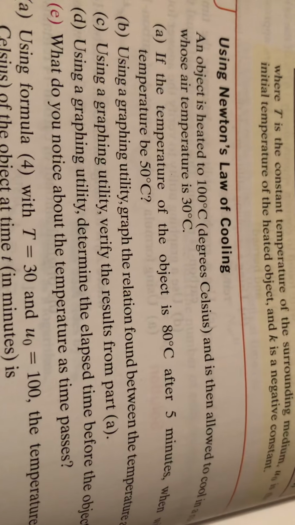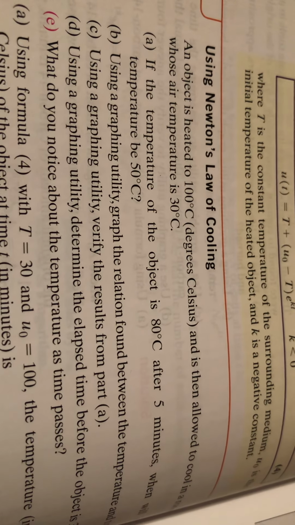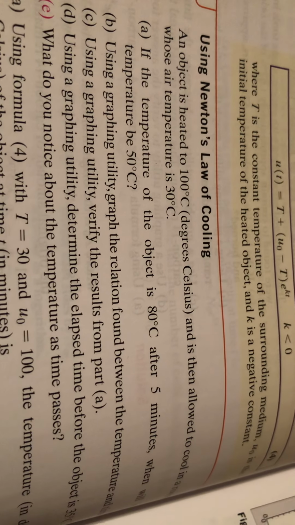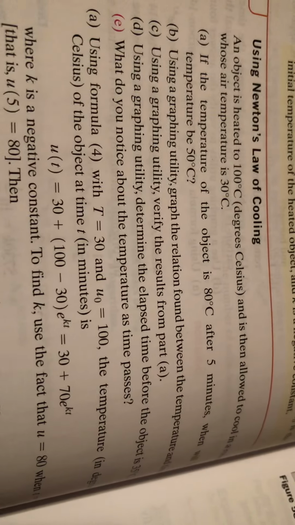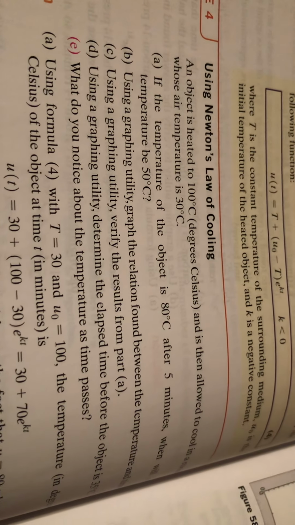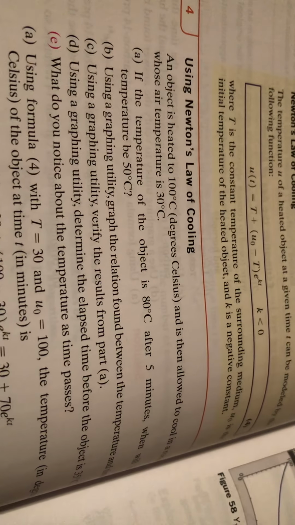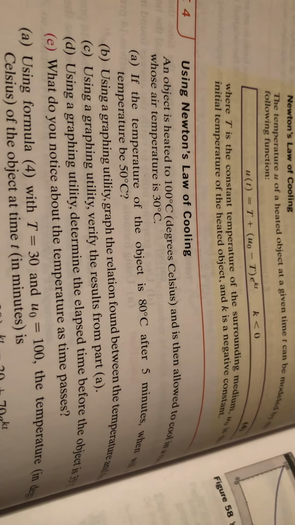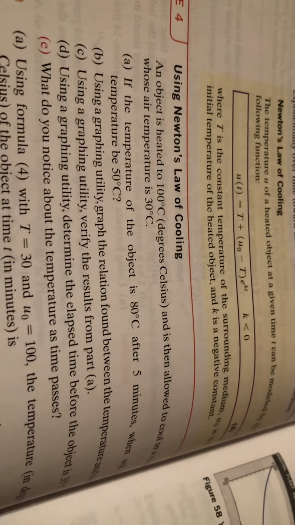So, with that being said, let's look at our word problem. It says an object is heated to 100 degrees Celsius and is then allowed to cool in a room whose air temperature is 30 degrees Celsius. On part A, it says if the temperature of the object is 80 degrees Celsius after 5 minutes, when will the temperature be 50 degrees? So looking at Newton's law of cooling, we need to solve for t, don't we? But nowhere in that problem does it tell me what k is. So before you can solve for t, you've got to solve for k, just like in the carbon-14 dating example.